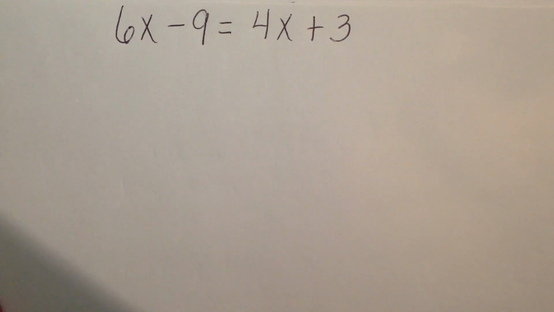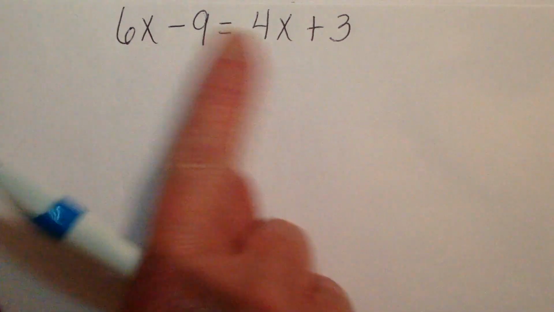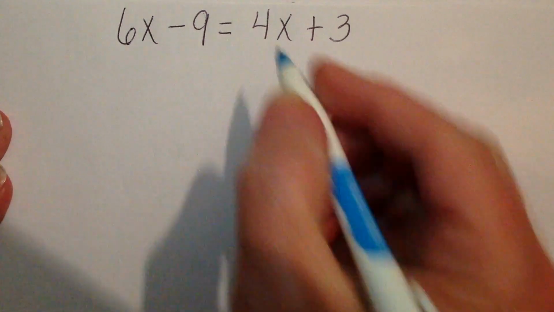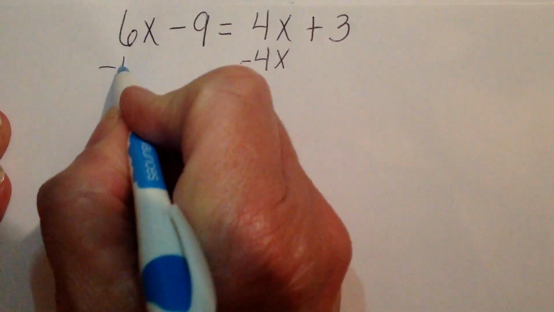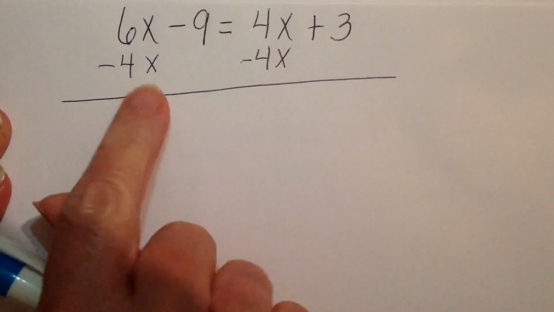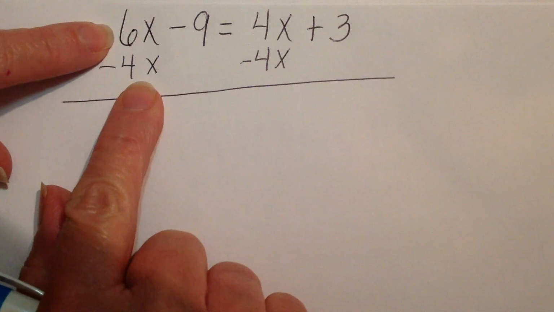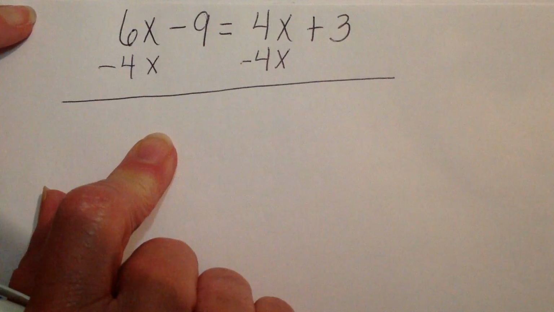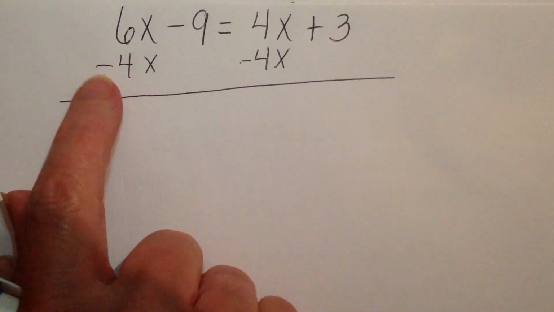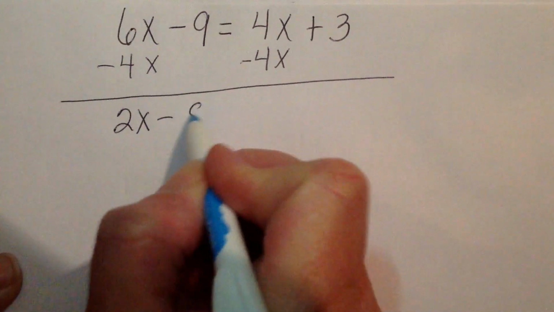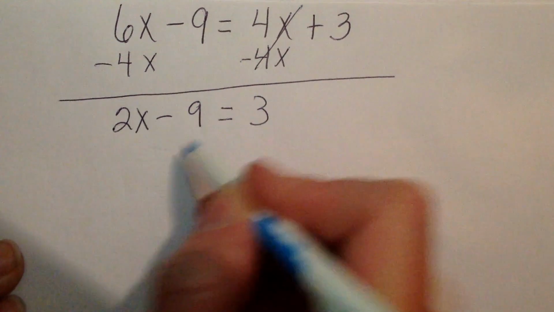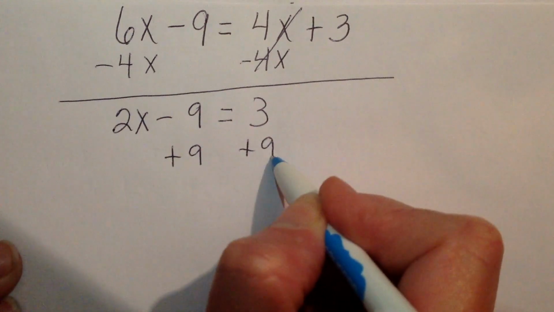Now I'm going to solve this problem without using algebra tiles. I see that I have variables on both sides. I'm going to move the variable term from the right-hand side by subtracting 4x from both sides. Line up your x term on the left side under the other x term, because you can only subtract an x term from another x term, like terms. 6x minus 4x gives you 2x minus 9 equals 2... the 4x's cancel, and 3 gives 3.